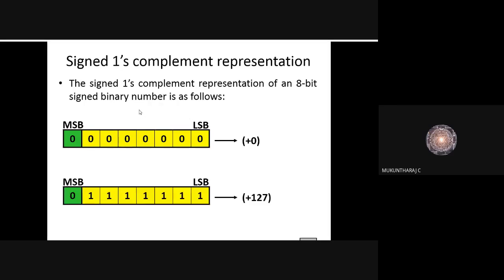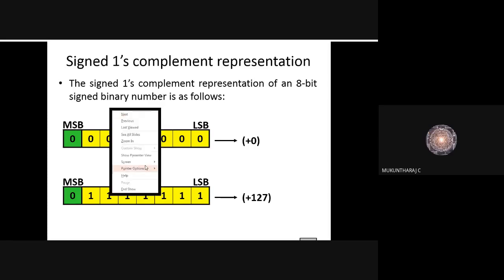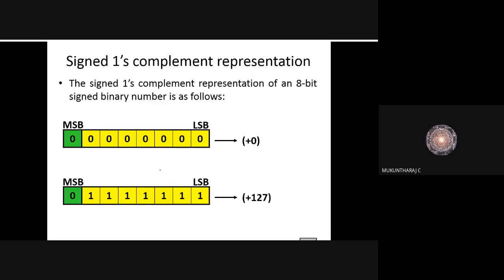Here again, you can see the MSB is 0, so the given number is a positive number. The positive number will be represented in all three formats the same way. We find the magnitude of the remaining 7 bits. It gives 0, and the sign is plus, so plus 0 is given here.